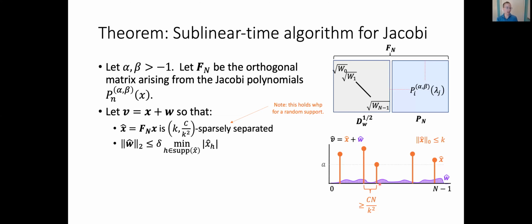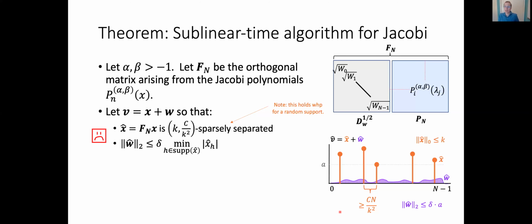Assumption 2 is that the noise w hat is fairly small. In particular, let's say the smallest spike here has magnitude a. Our assumption is that the L2 norm of w hat is less than delta times a. So that's our other assumption, that the noise is pretty small. These two assumptions are the drawbacks, and hopefully we can find a way to lift them in future work.